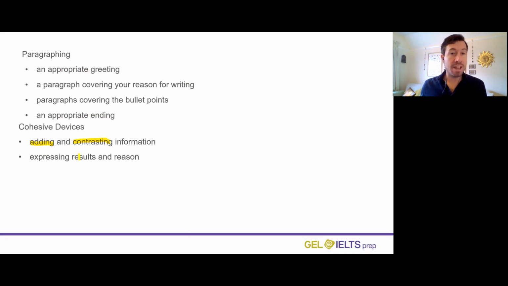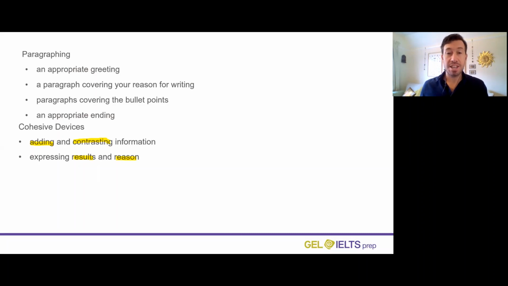Then you could have ones for expressing results and reasons. So results would be using the linking word so. It started to rain, so we went back home. So that's expressing the result. And then reason would be using the linking word because. So we went back home because it started to rain. Okay, so those are some of the different types of cohesive devices.